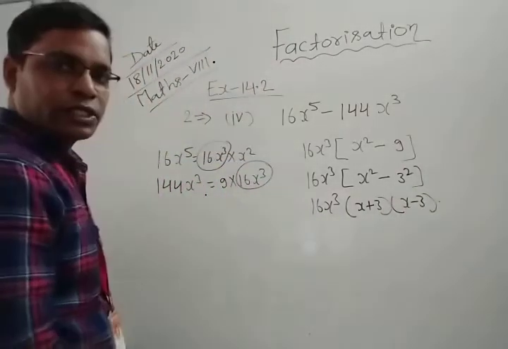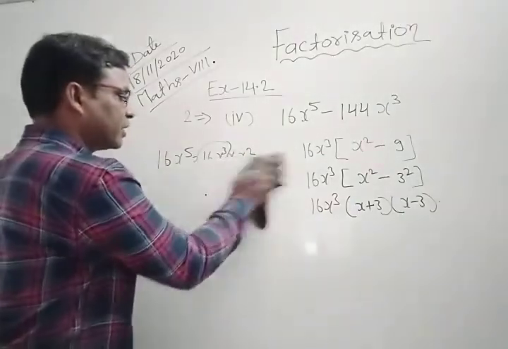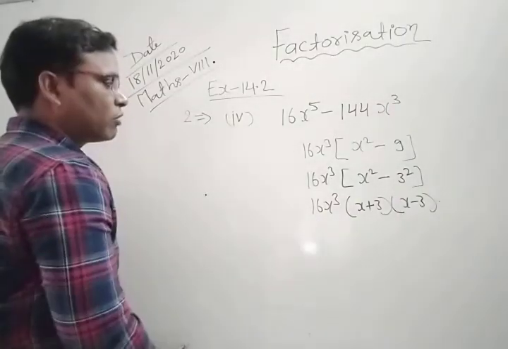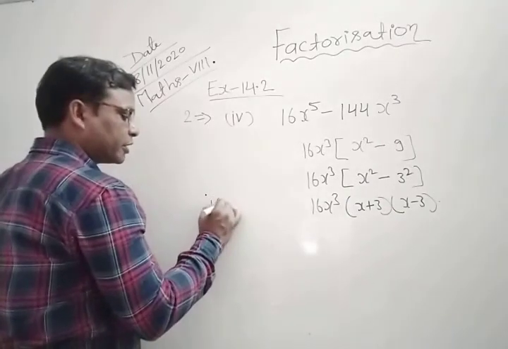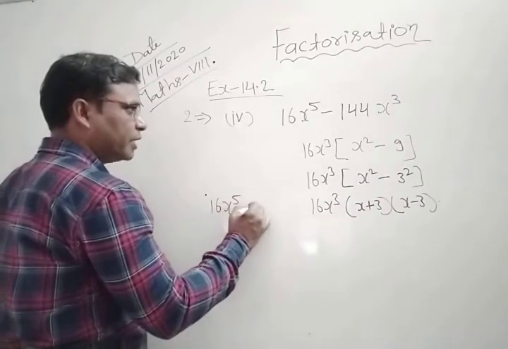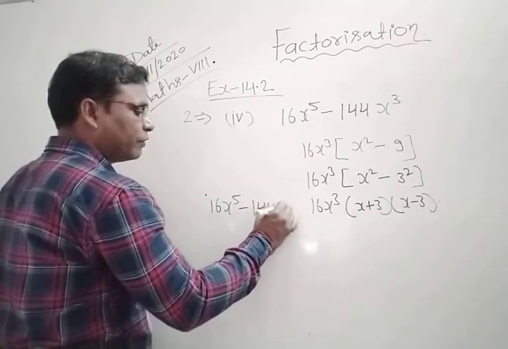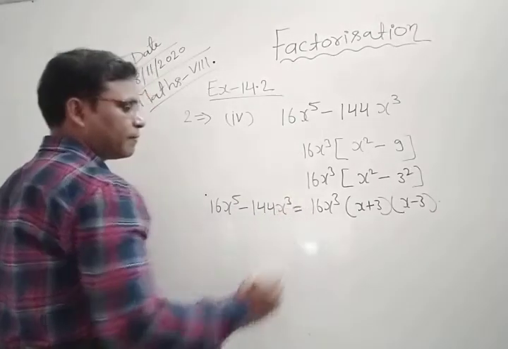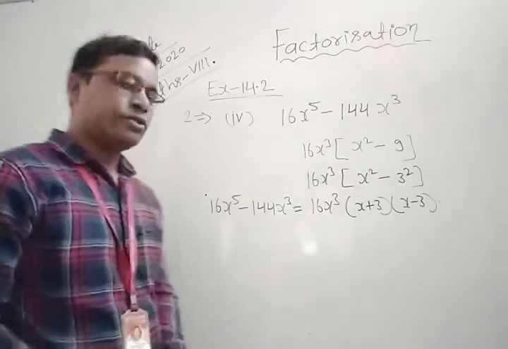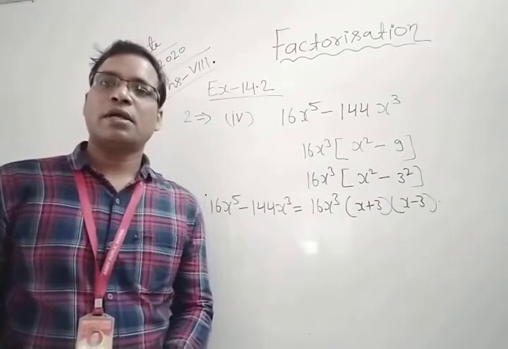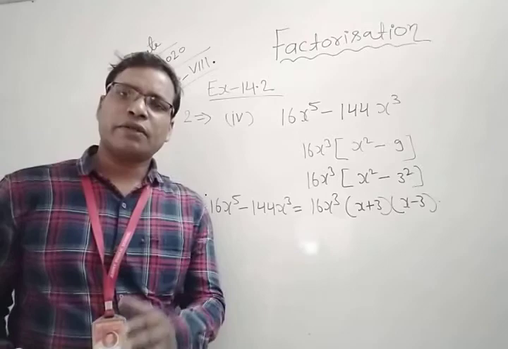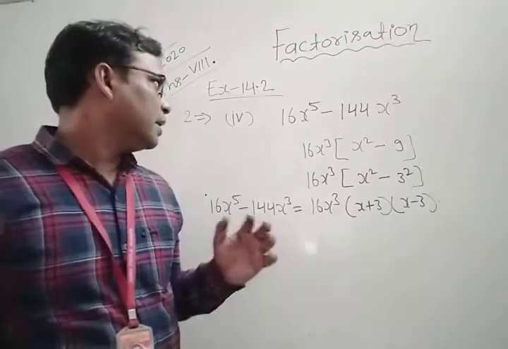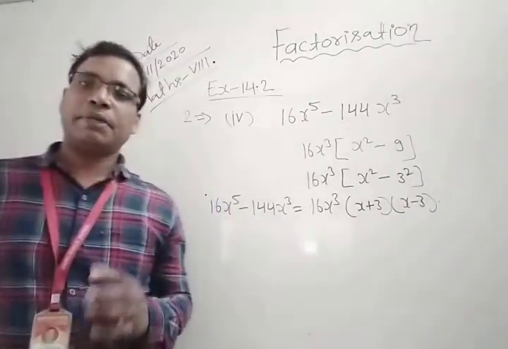So in this way you can find the factorization of 16x^5 minus 144x^3. These are the factors of 16x^5 minus 144x^3. Clear? So students, I hope all of you understood this question. Now we are going to discuss the next part, the fifth part.